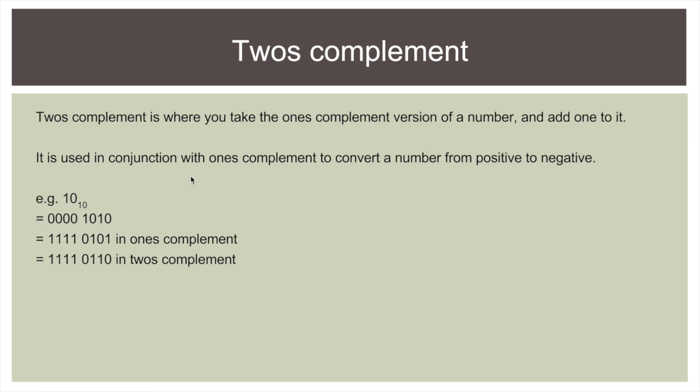2's complement is where you take the ones complement of a number and you add 1. It's used in conjunction with the ones complement to convert a number from positive to negative. So here's our 10. In ones complement, it becomes this, which we saw on the previous slide. And then by adding 1, we get this. Okay, and that's all you need to know for the moment.